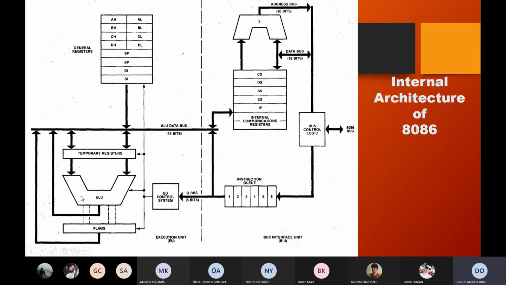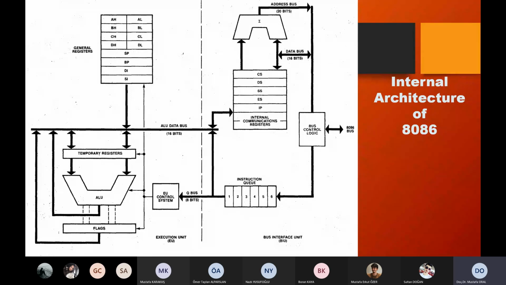And the execution unit has the arithmetic logic unit inside, and it is responsible for decoding the opcode, which is fetched by the bus interface unit and put into the queue. It decodes the operation and then starts controlling the rest of the process. For example, increment AL. This is a simple instruction: INC AL, increment AL. It means increment the value of the AL register by 1.